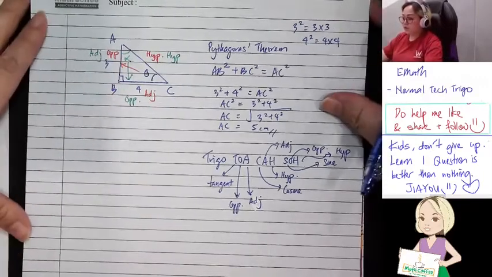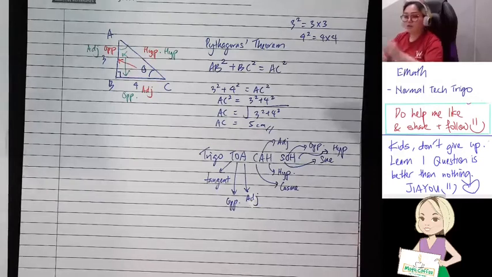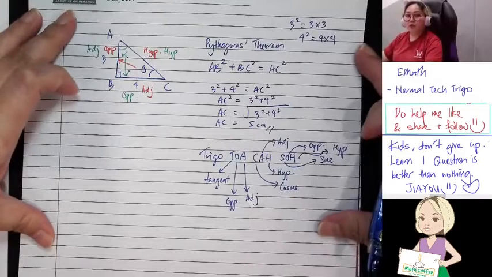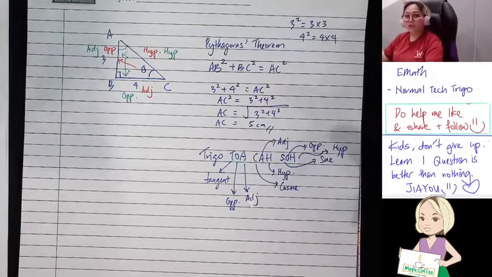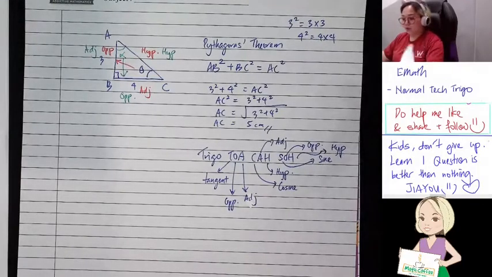Okay, so let's do some questions, so that you can roughly know how. In this part here, I just teach you how to identify where is the opposite, adjacent, and hypotenuse. Okay, let's move on to the question.